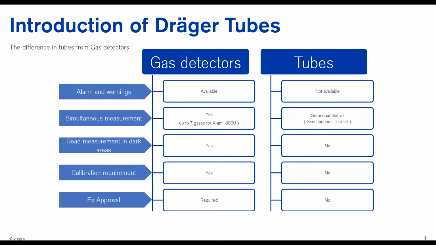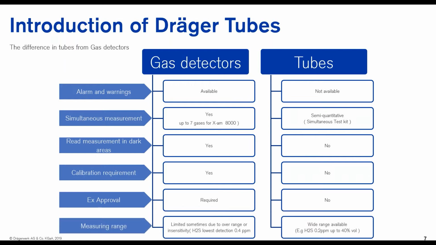Next, we look into the X approval. For the gas detector itself, yes, we require the X approval. But for the tubes and the manual pump, no, you do not require any X approval. Last but not least, we look into the measuring range. For the gas detectors, the sensors, sometimes due to the limitation of sensitivity, have a quite limited range. But if you look into the tubes, we offer quite a wide measuring range.